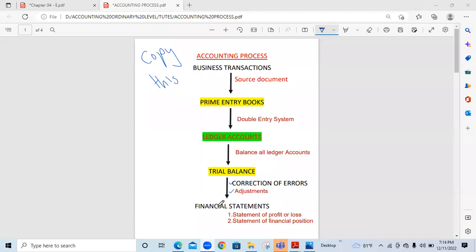After you prepare the trial balance, if you find any errors, you have to correct them. And if there are any transactions not yet recorded, you have to adjust them. Adjust means recording the double entry for the transactions not yet recorded. And then you will prepare financial statements. What are the two financial statements you are going to prepare? Statement of profit or loss and statement of financial position.